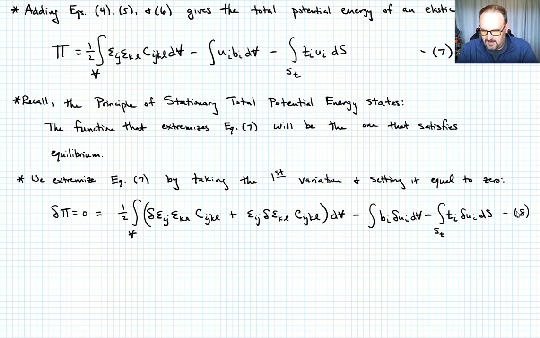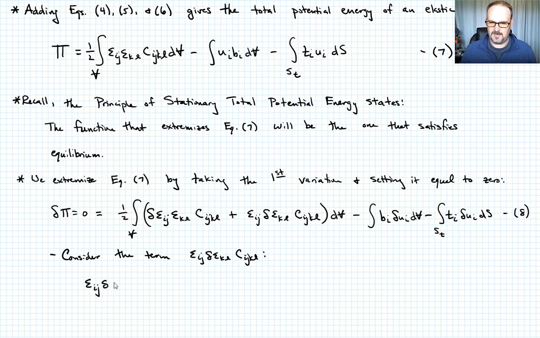Okay, so this obviously doesn't yet look like the principle of virtual work like we've talked about before. So let's consider the term epsilon_ij delta epsilon_kl C_ijkl. Hopefully by this time in the course you're able to manage this, but sometimes it's easy to forget if we haven't done it in a while. So let me write that down here. Let's say that this is equal to something, right? So epsilon_ij delta epsilon_kl C_ijkl is equal to what?